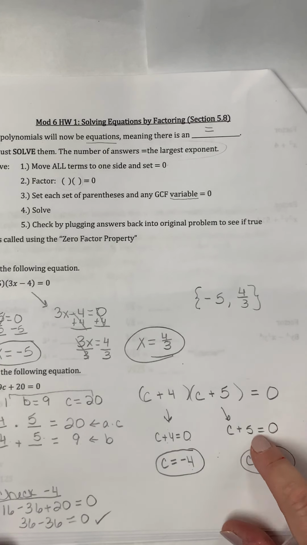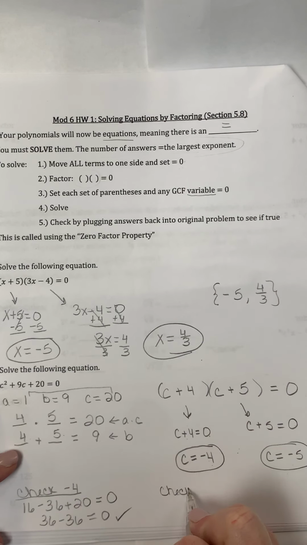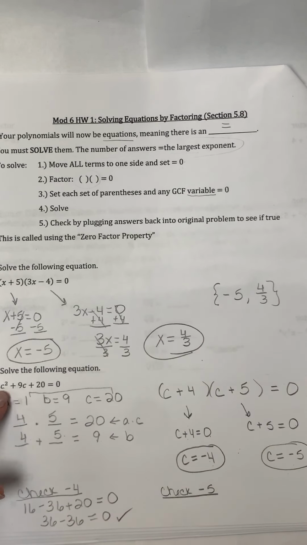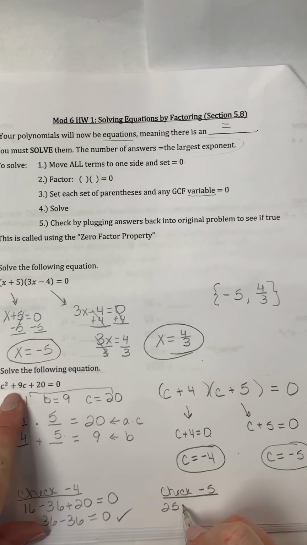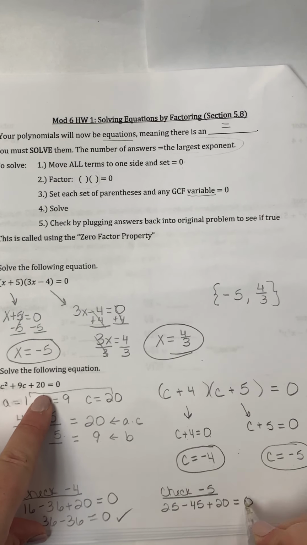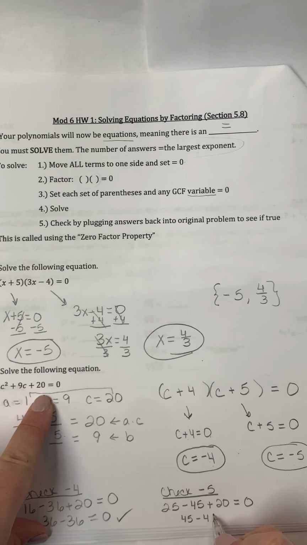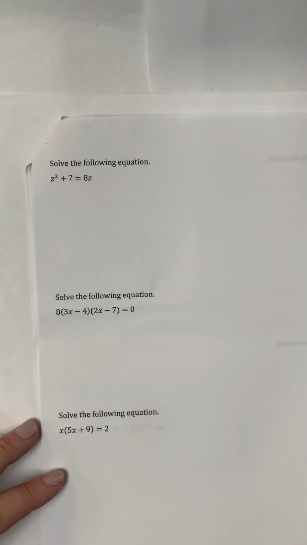Okay, this little hidden answer where I went off the page is -5. Let's check him. If I were to check -5, I put it in here for C squared, I get 25, plus 9 times -5 is a -45, plus 20 equals 0. This gives me 45 minus 45. That checks out also. So both of those answers are correct. I'm not going to check every single problem, but you certainly could, and that way you're confident that you have the right answer. Okay? All right, so here we are.